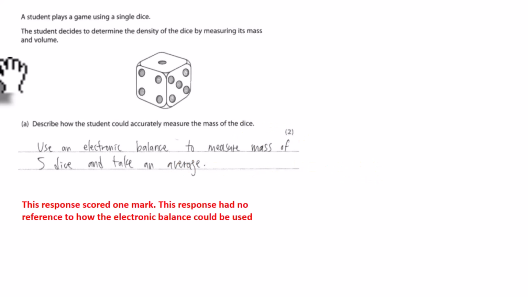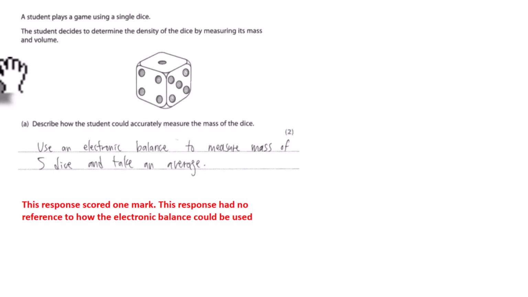Now we move on to Unit 5, as in solids, liquids, and gases. A student plays a game using a single dice. The student decides to determine the density of the dice by measuring its mass and volume. Describe how the student could accurately measure the mass of the dice. So this was one of the most common points where students all around the world messed up. Use an electronic balance to measure the mass of 5 dice and take an average or divide by the number of dice. Okay, that's not what the paper was asking you. The question asked, how exactly do you use the electronic balance?